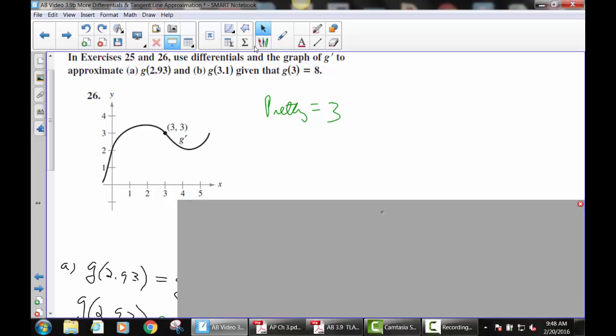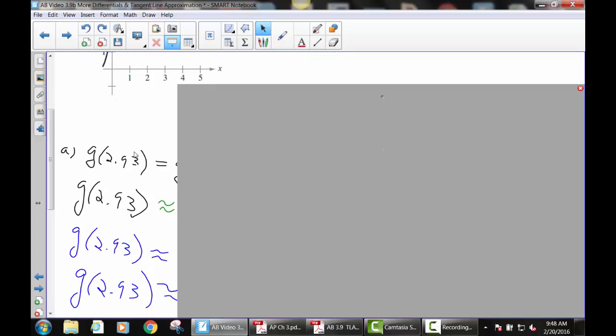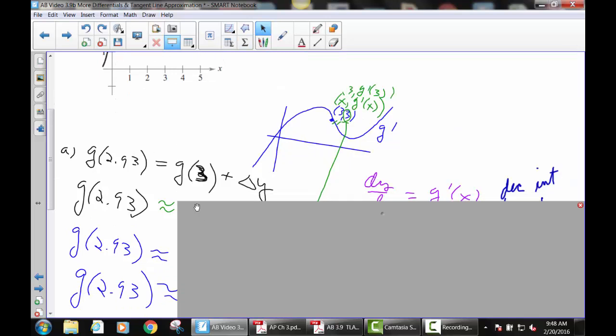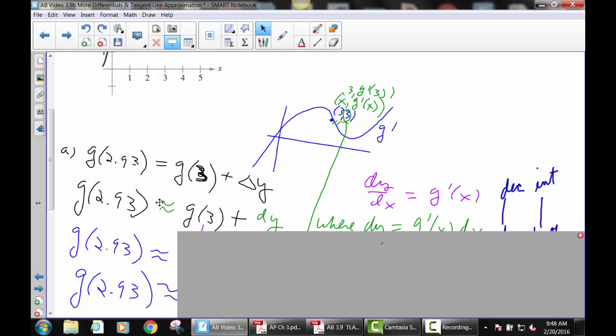So that pretty number is 3. Well, our first ugly number is 2.93. Again, that would be g of 3 plus delta y, but replace delta y by approximately dy.